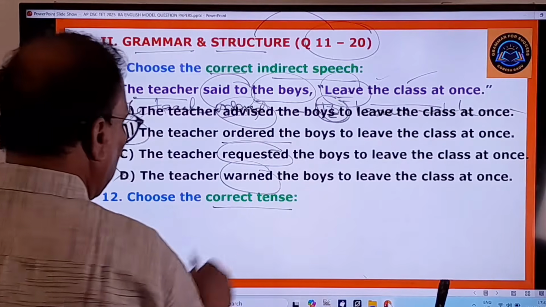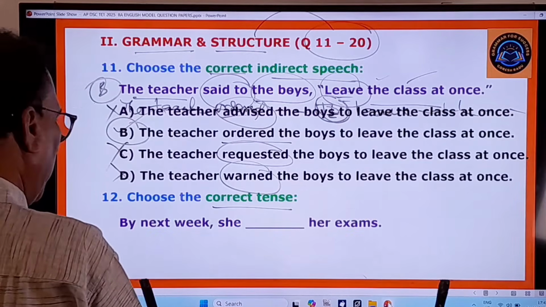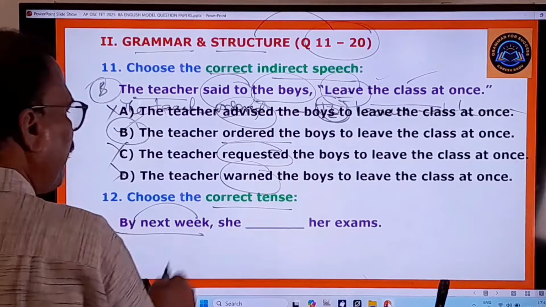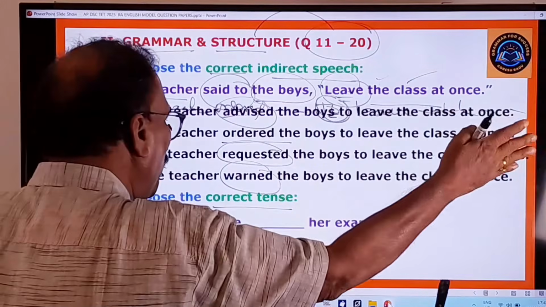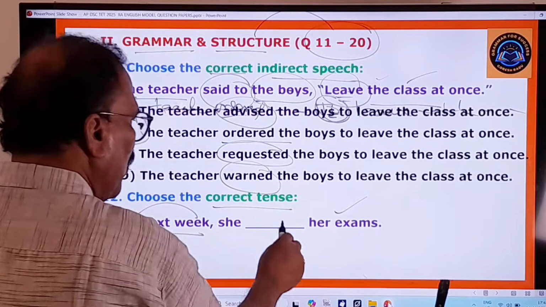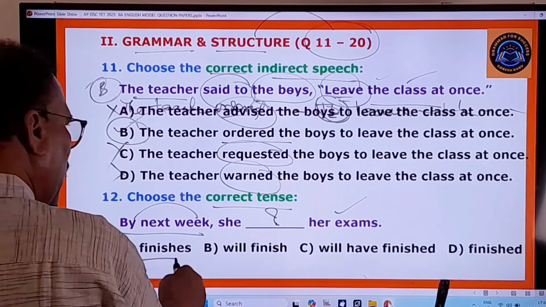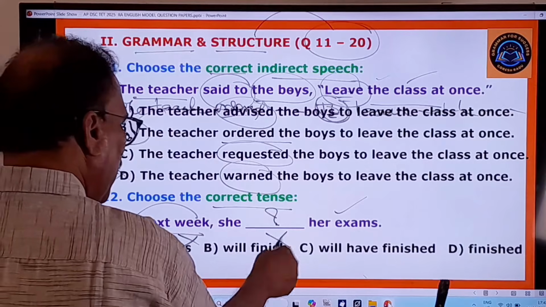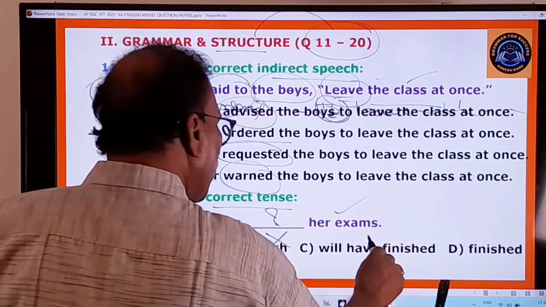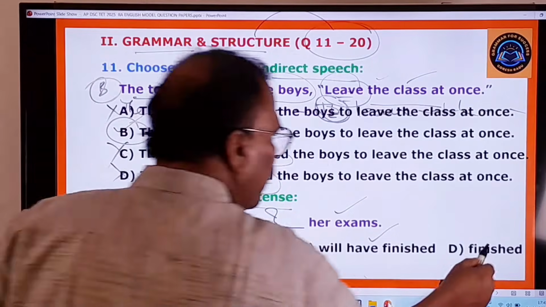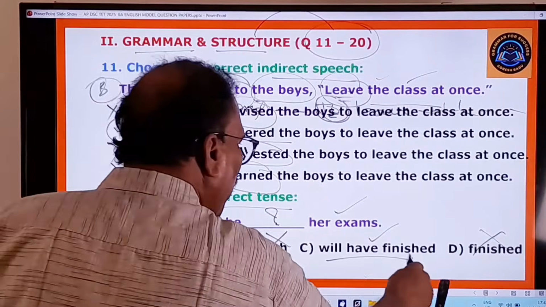Choose the correct tense. What sentence is given here? By next week, she dash her exams. So what tense must be used here? Now let us look at the given options. She finishes her exams? No. She will finish her exams? No. She will have finished. That is the right one. She finished? No. So here she will have finished.